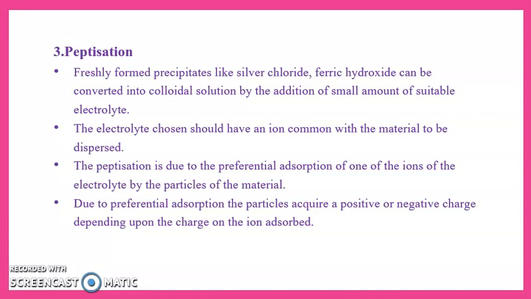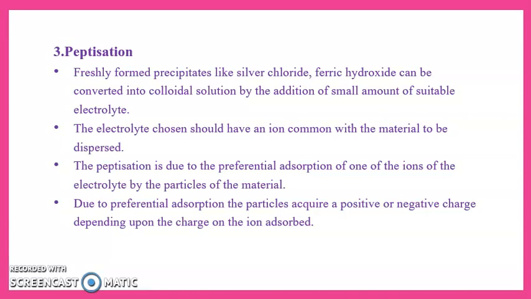Due to preferential adsorption, the particles acquire a positive or negative charge depending upon the charge on the ion adsorbed. For example, if we have to prepare a colloidal solution of ferric hydroxide, first we have to make a freshly prepared precipitate of ferric hydroxide. Then a suitable electrolyte which contains a common ion is to be added. We can add ferric chloride solution. Then Fe3+ ion is a common ion.